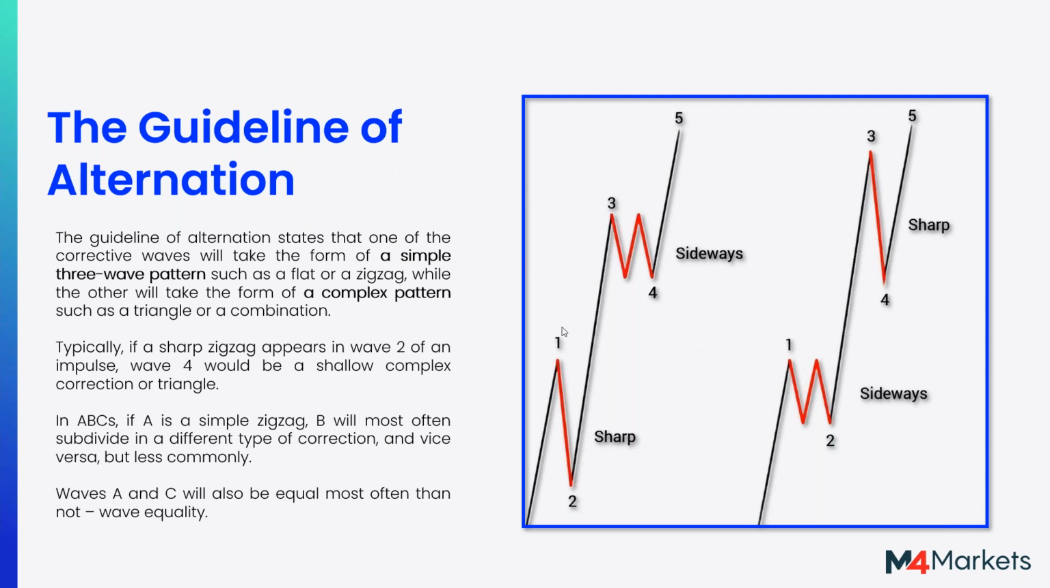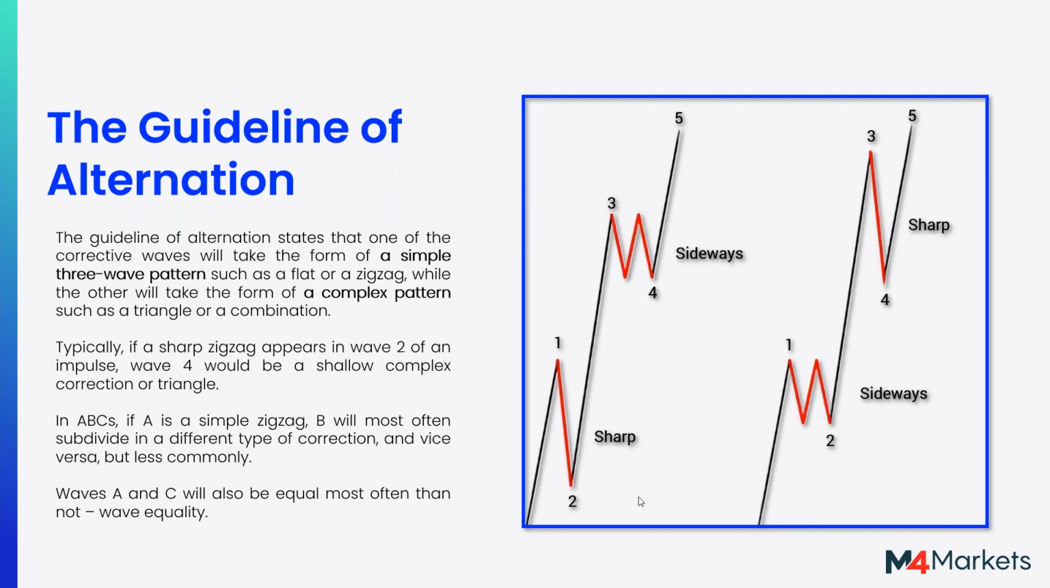So you see that we have a sharp move to the downside, or it had a deep move to the downside, or you're going to go sideways, right? They are very, very evident. So if wave 2 is sharp, wave 4 is sideways. That's what the guideline of alternation says.